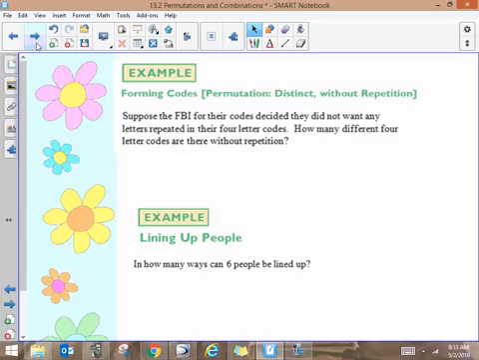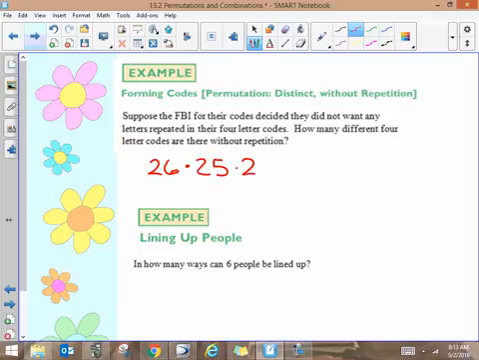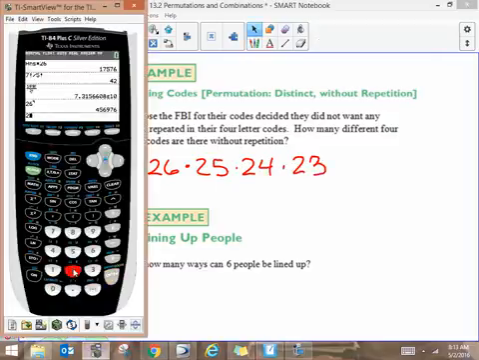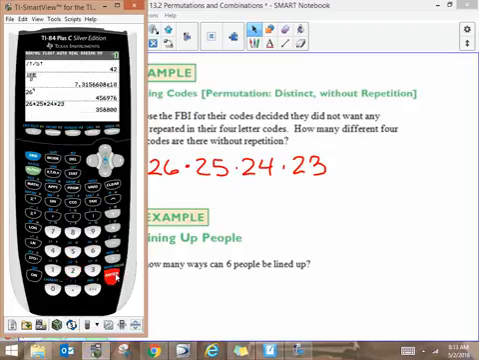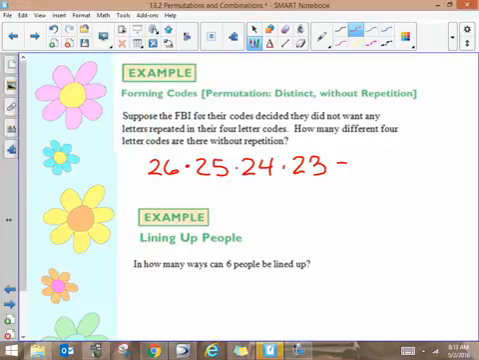Suppose the FBI for their codes decided they did not want any letters repeated in the 4-letter codes. How many different 4-letter codes are there without repetition? Sorry, so we go to 26. Now that letter is out, so then we go to 25, 24, 23. So 26 times 25 times 24 times 23 gets us down to 358,800. So considerably less than if you allow those letters to be repeated.